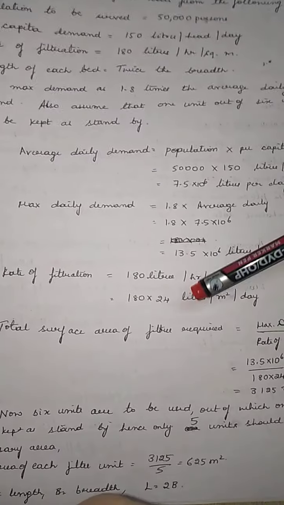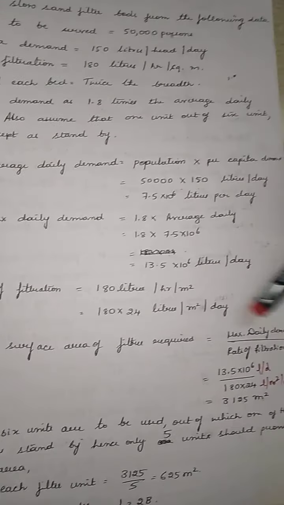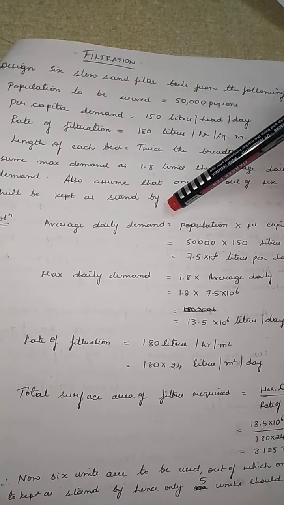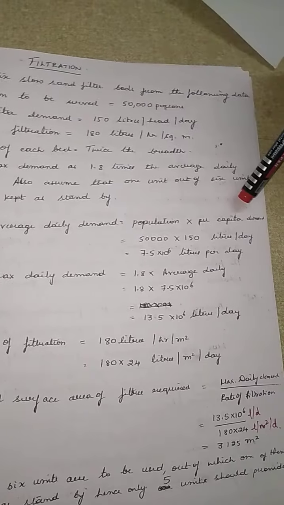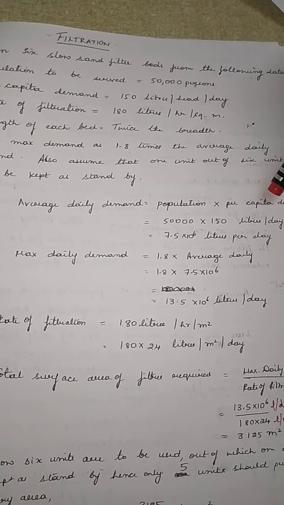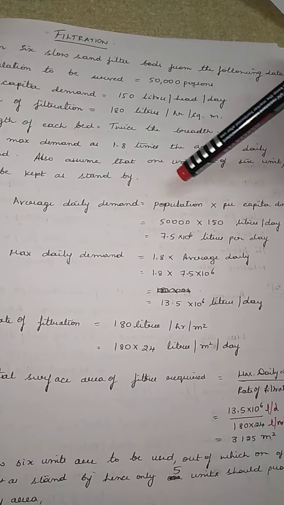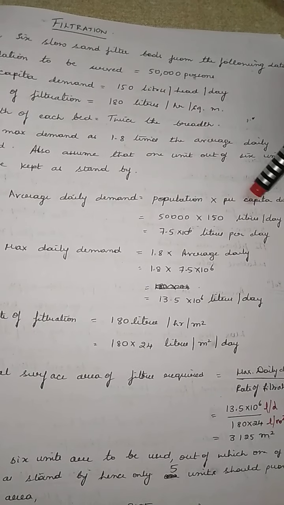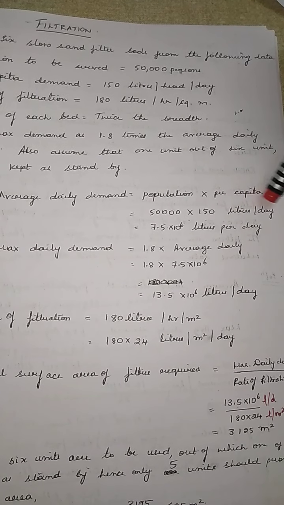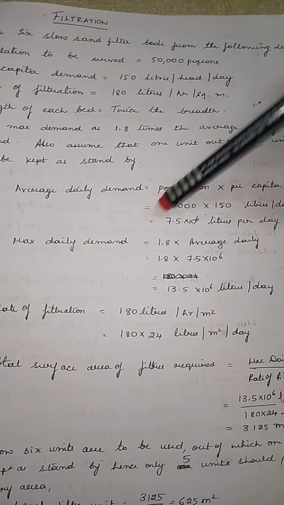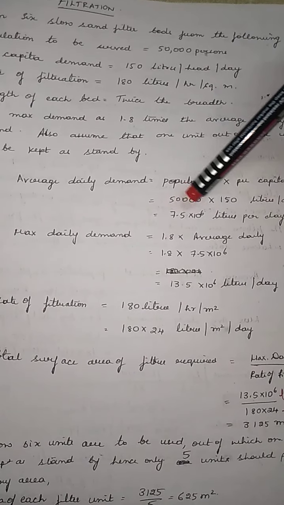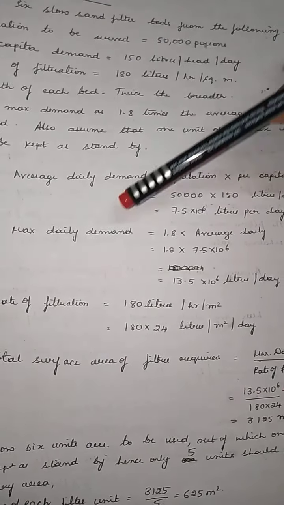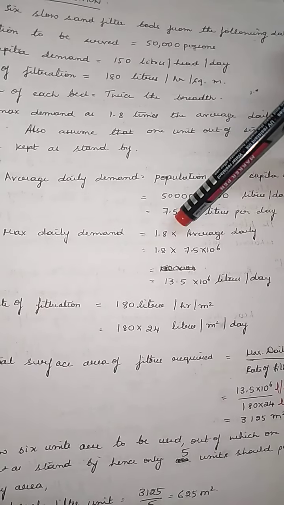Then the rate of filtration, then the total surface area of the filter required. All these formulas I have already told you. The average daily demand is equal to population multiplied by per capita demand. Population is given, it is 50,000. Per capita demand is 150 liters per day. If you multiply, it will give you 7.5 into 10 to the power 6 liters per day.